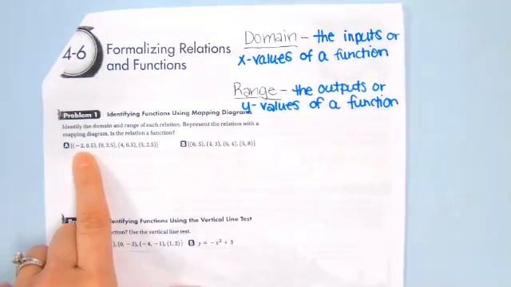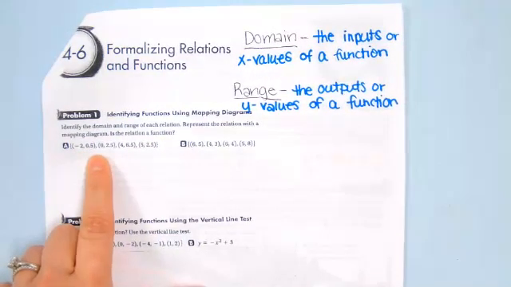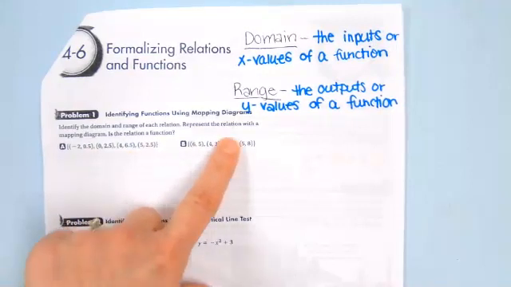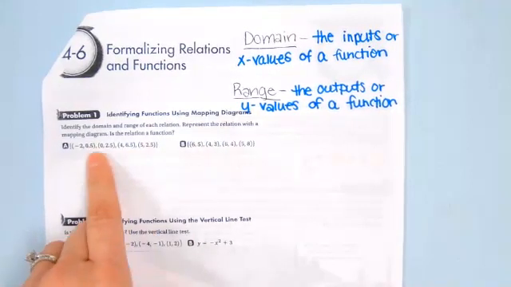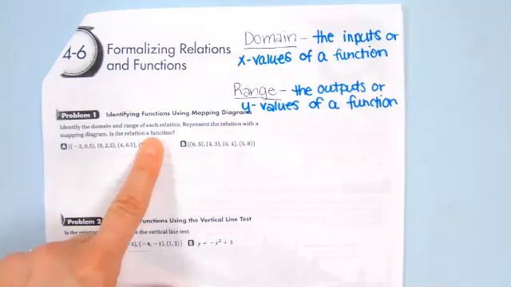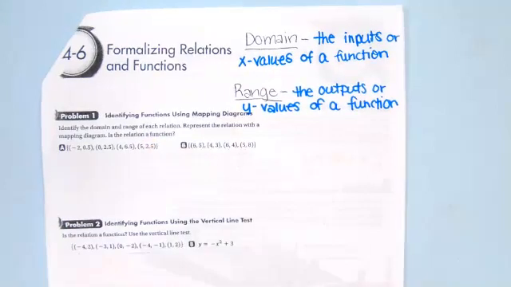It's saying -2 maps to 0.5, if you were to put that on the graph, right? Represent the relation, the set of ordered pairs, with a mapping diagram. Is the relation a function? Okay, a mapping diagram is basically where you write out your domain numbers and your range, and then you use arrows to map numbers. Let me show you.